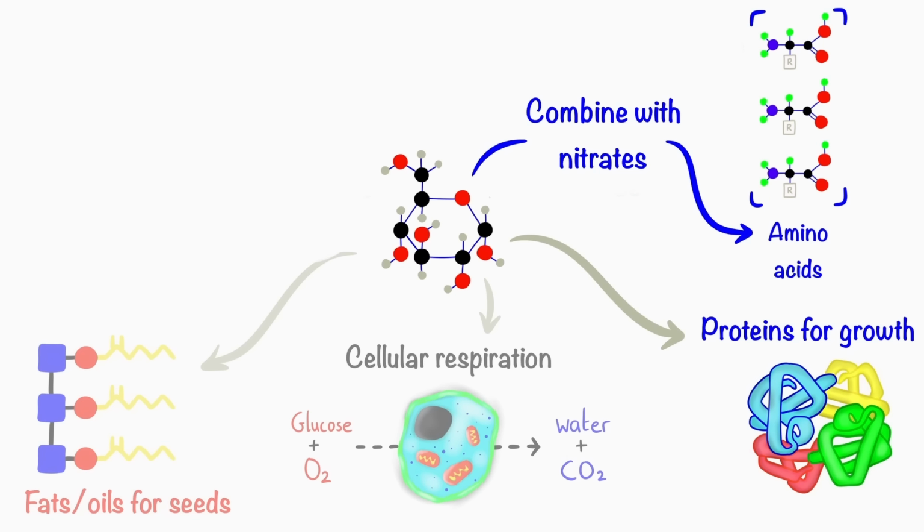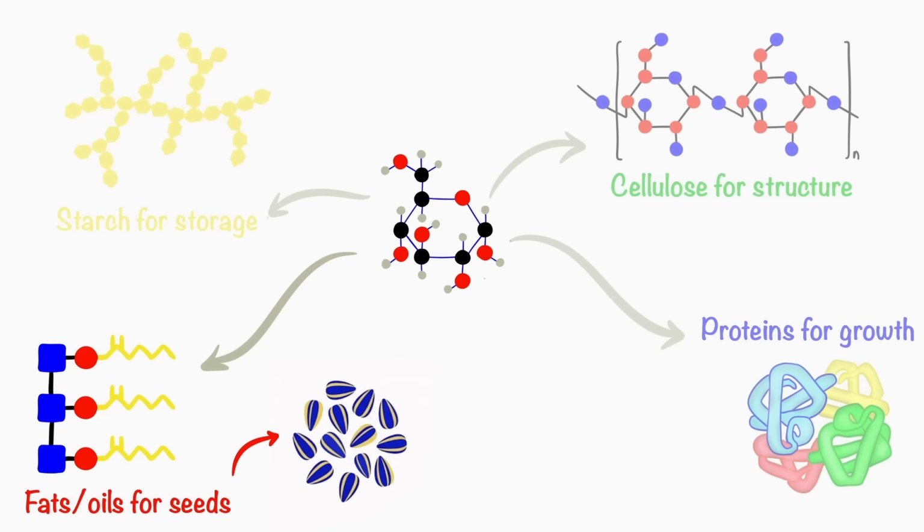Fourth, plants can combine glucose with nitrate ions absorbed from the soil to make amino acids. These amino acids are then assembled into proteins. Proteins serve many vital functions, including acting as enzymes that control chemical reactions in the plant. Finally, glucose can be stored as fats and oils, particularly in seeds. These provide a concentrated energy source for future germination and growth.